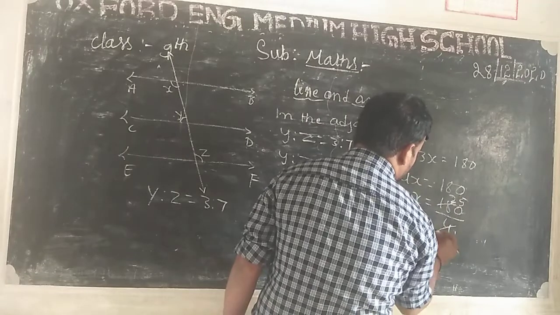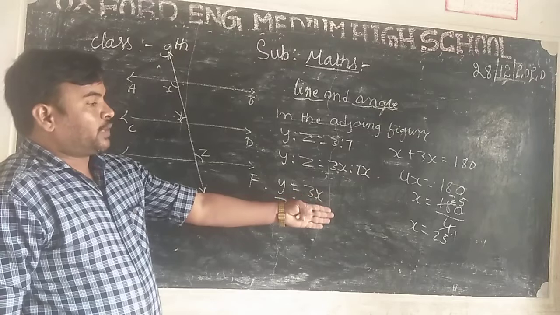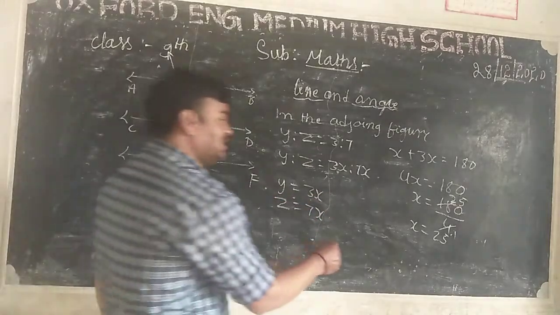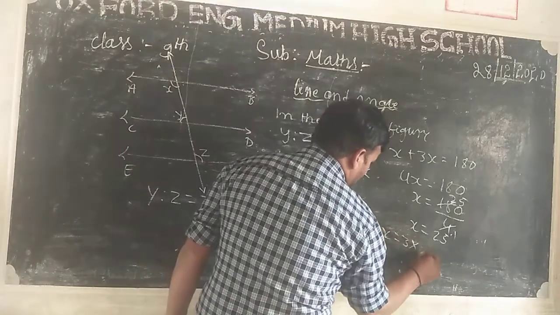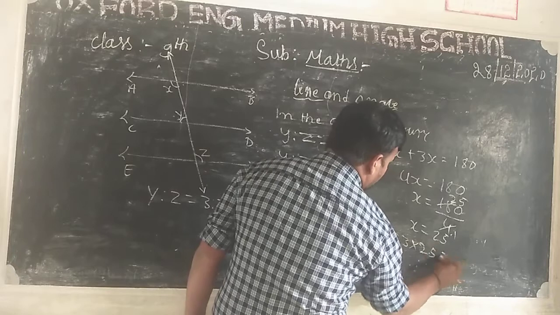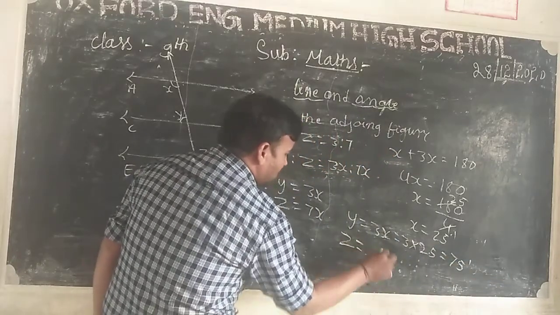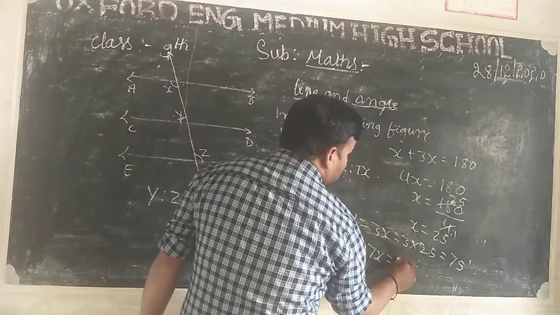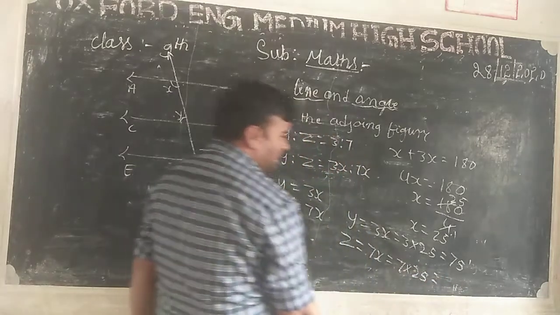What is the value of x? 45 degrees. When you know that the value of x is 45 degrees, then you find y. y is equal to what? 3x. 3 into 45 is 135. Now you find z. z is equal to 7x. 7x is equal to 7 into 45, which means 315 degrees.